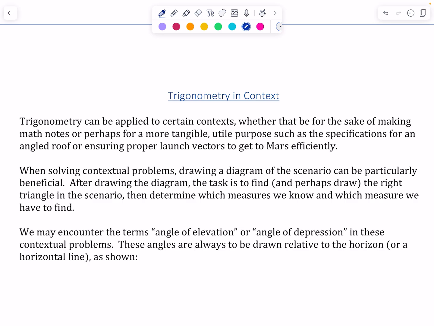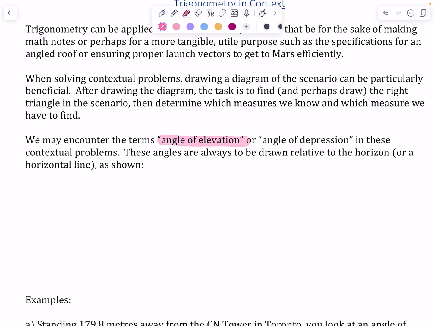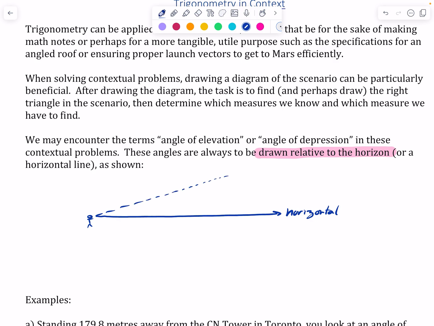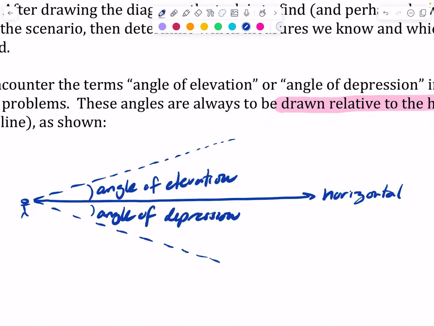When we're drawing the diagram, we might encounter the words angle of elevation or angle of depression. And those angles are always drawn relative to a horizontal line. So if this is someone looking out, that's their line of sight. Well, that's a direct horizontal line. Looking upward would be an angle of elevation. But looking downward would be an angle of depression. But it's always relative to a horizontal line.